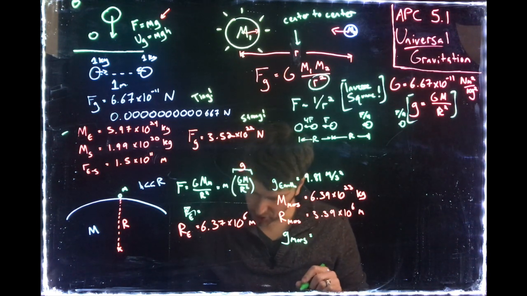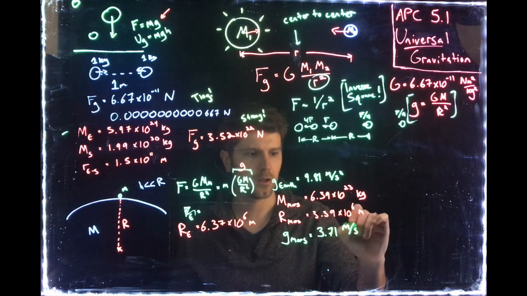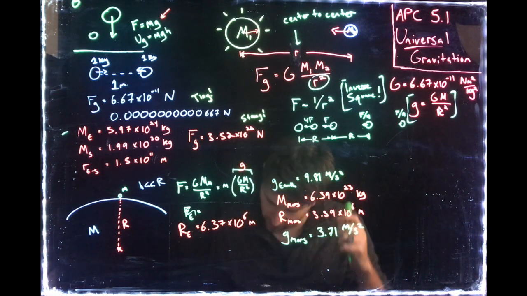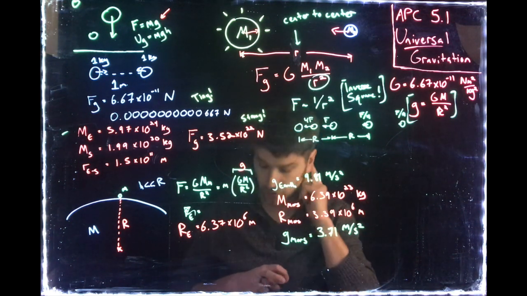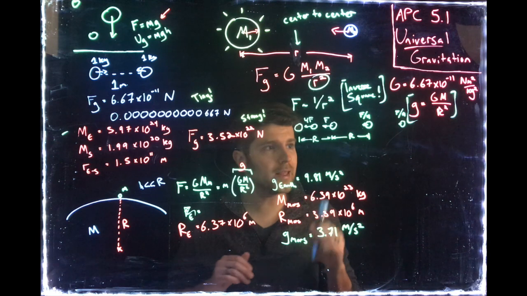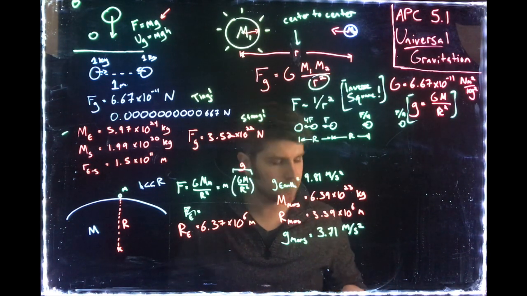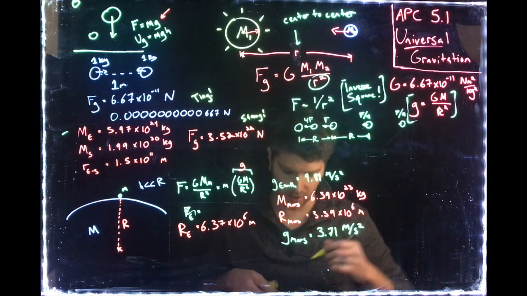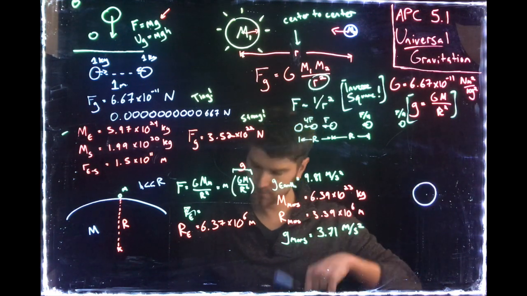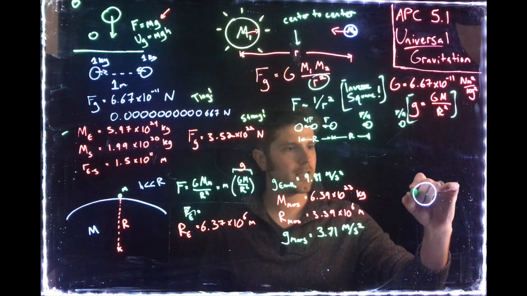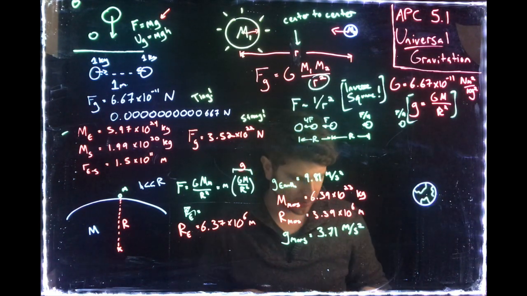Well, if you've done your calculations properly, you'll get 3.71 meters per second squared. So the gravity on the surface of Mars is quite a bit weaker than the gravity on the surface of Earth. One last thing that comes up quite often is the idea of putting something into orbit. So let's say, here's my Earth, and let's say I wanted to put a little satellite into orbit.